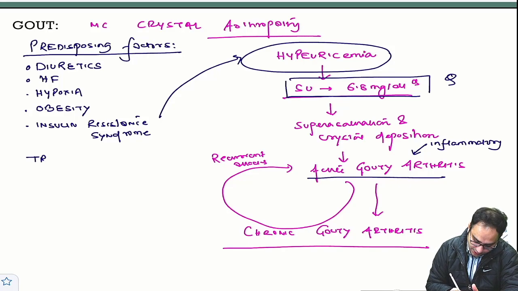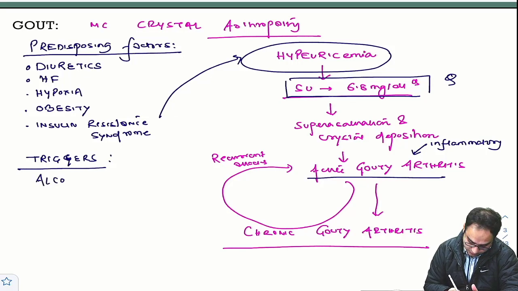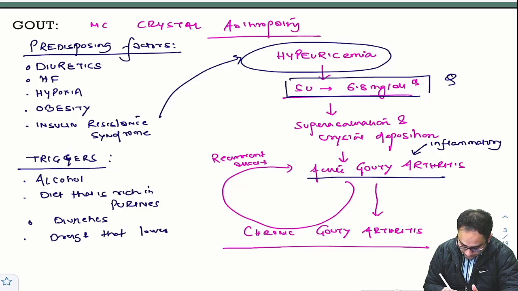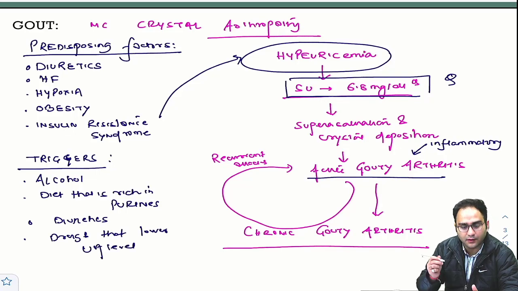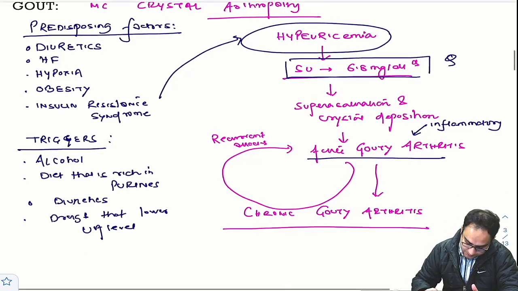Along with that, you can have certain triggers, out of which are the use of alcohol, a diet that is rich in purines, or you took diuretics, or you took drugs that lower the uric acid level. All these can precipitate an acute attack of gout, right?